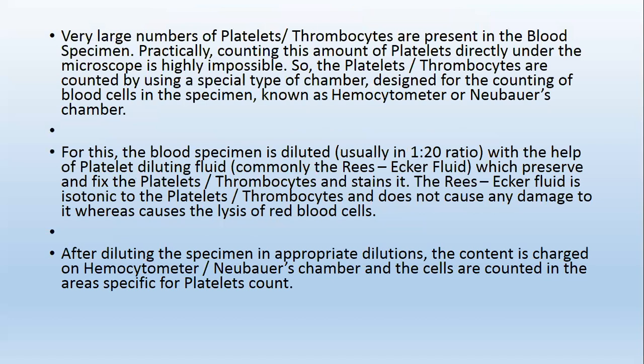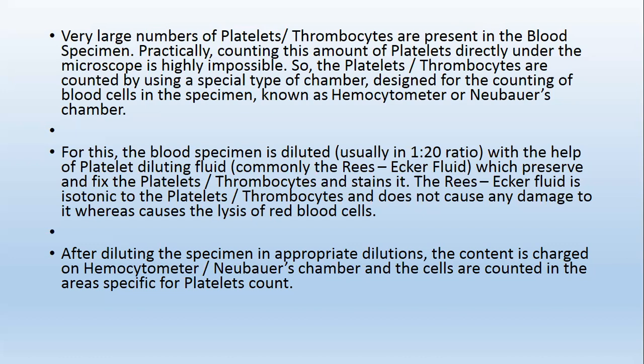A very large number of platelets or thrombocytes are present in the blood specimen. Practically, counting this amount of platelets directly under the microscope is highly impossible. So the platelets are counted by using a special type of chamber designed for the counting of blood cells in the specimen, known as a hemocytometer or Neubauer's chamber.